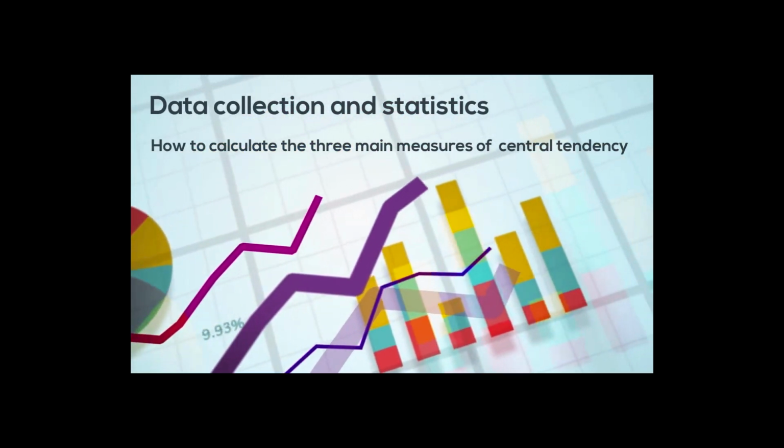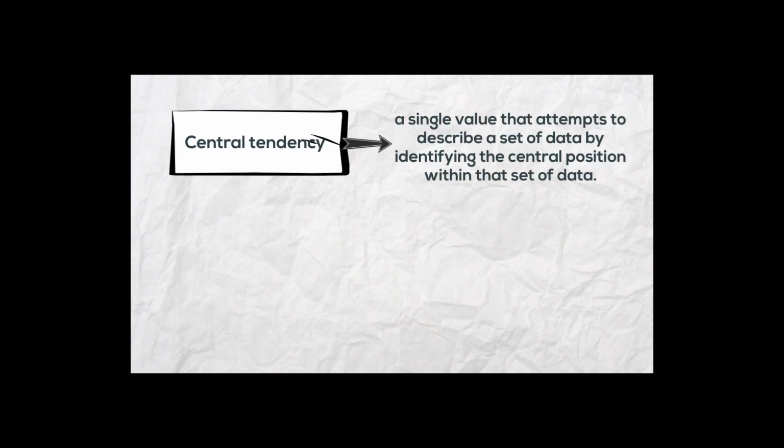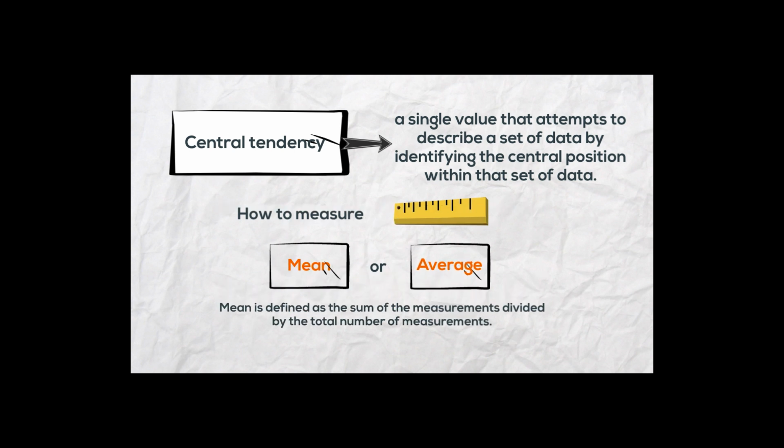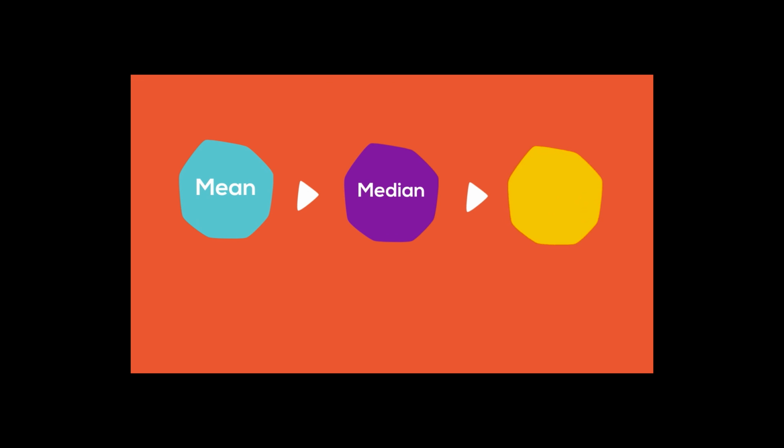Today we are going to talk about how to calculate three measures of central tendency. Central tendency is a single value that attempts to describe a set of data by identifying the central position within that set of data. The three most common measures of central tendency are mean, median, and mode.